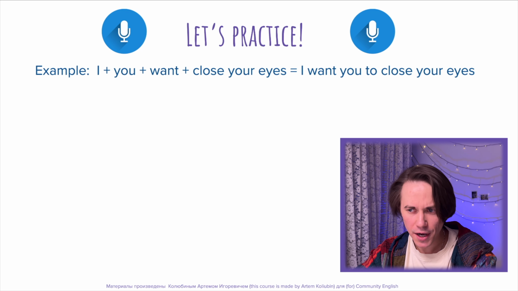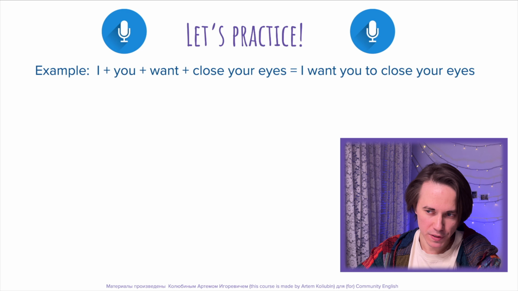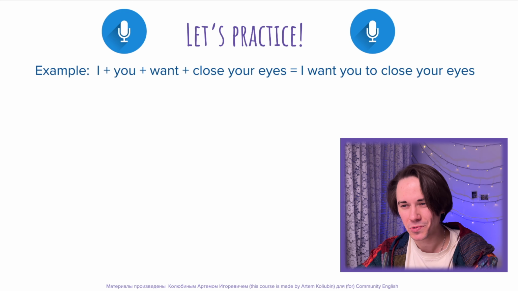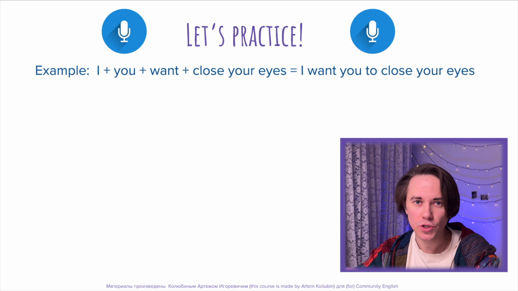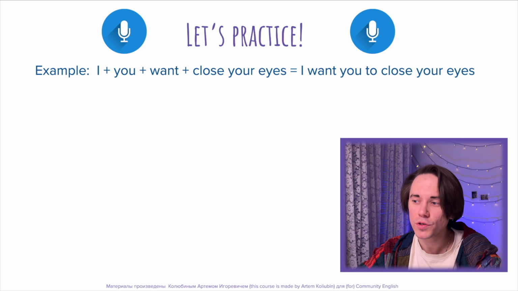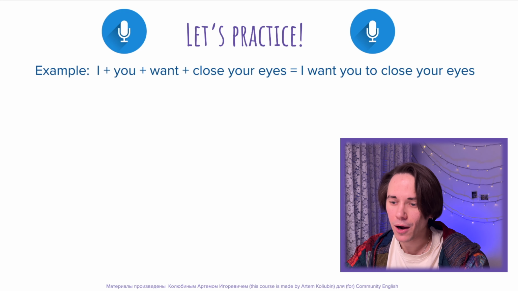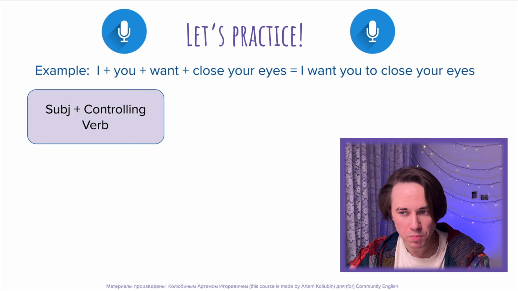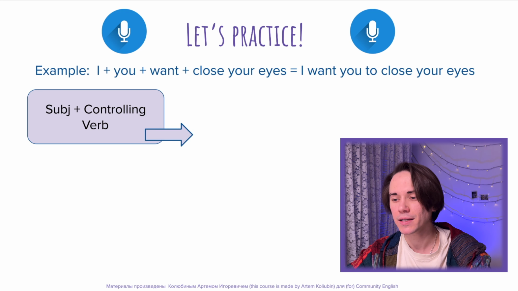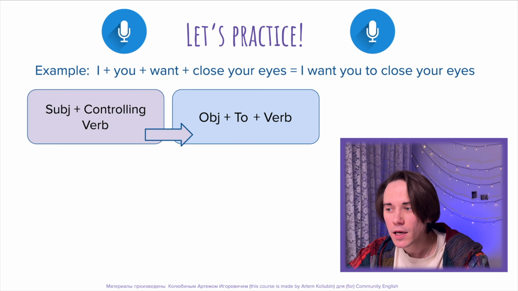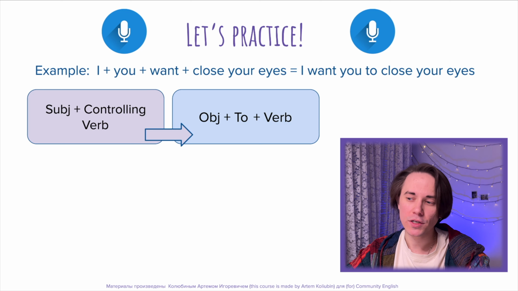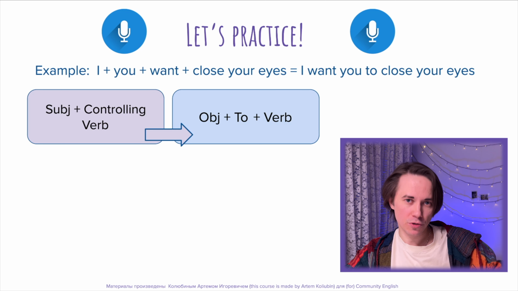So you have "I, you, want, close your eyes." "I" would be the controlling person, "you" the controlled object, "want" the controlling verb, "close" is just the to infinitive. So, I want you to close your eyes, right? First we have subject plus controlling verb, "I want." Then we have the object, "you" here, then to plus verb, "to close," then everything else, "your eyes."